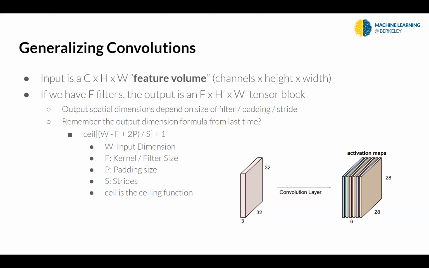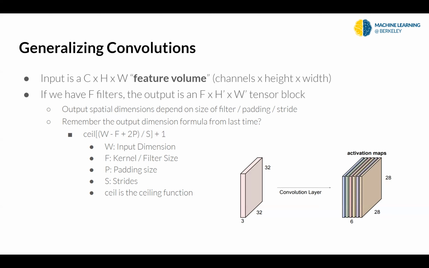This formula takes it all into account. We take, for example, the width, and this is just one dimension. We take the width minus the size of the filter, and then we also add two times the pad, because the padding is on the left and the right. It's all around the image. Then we divide by the stride, because the larger the stride, the fewer outputs we'll have, since we're taking larger steps. Then we take the ceiling of that and add one.